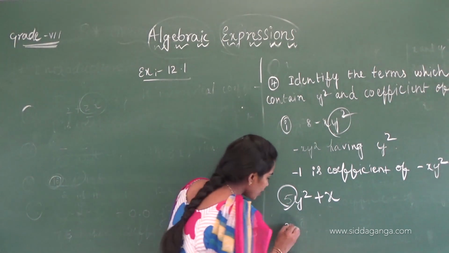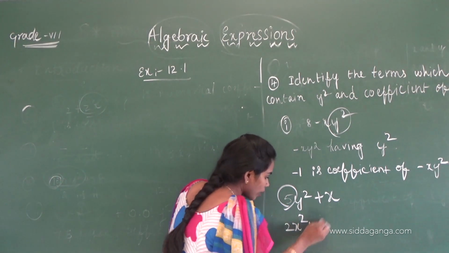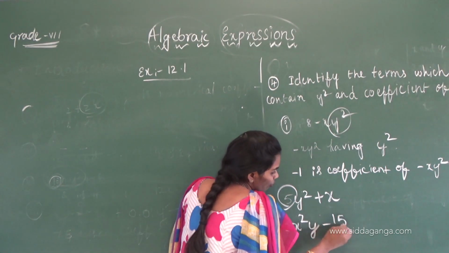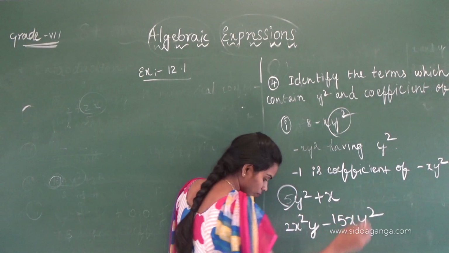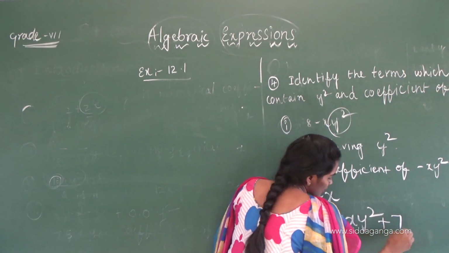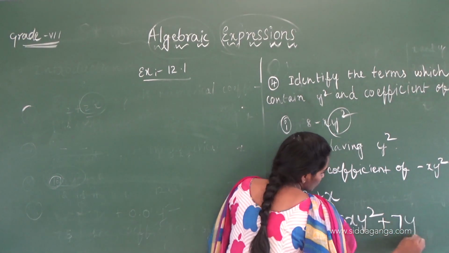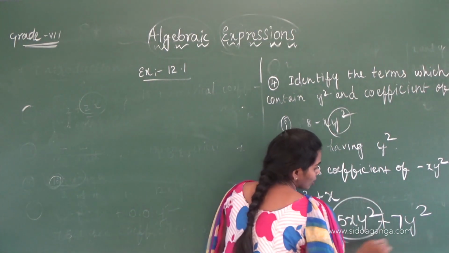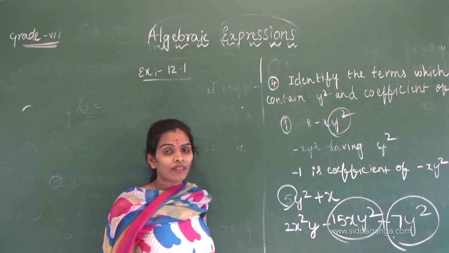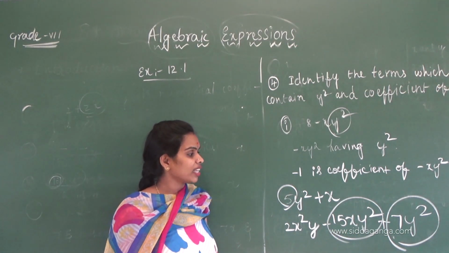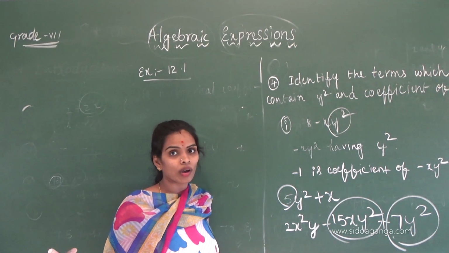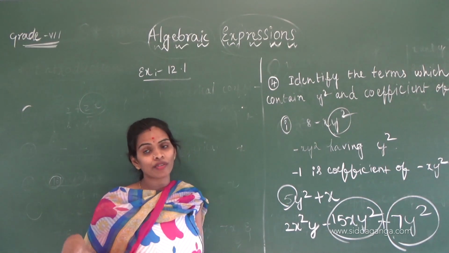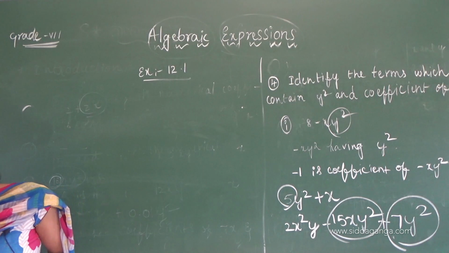And then here if you see 2y square, 2x square y minus 15xy square plus 7y square. If you observe, these two terms are there having y square terms. One is minus 15xy square and 7y square. What are the coefficients there? Minus 15 and 7. Minus 15 and 7 are the coefficients.